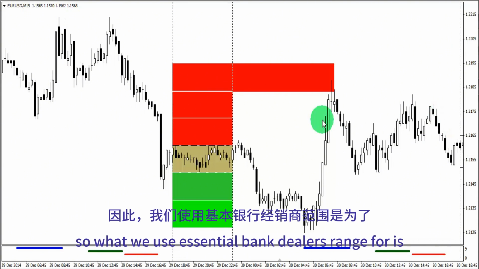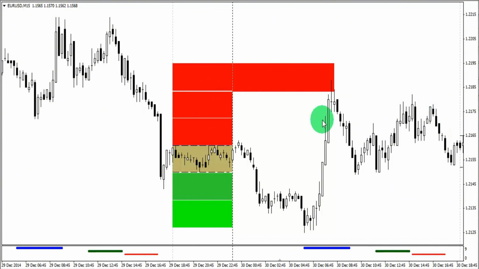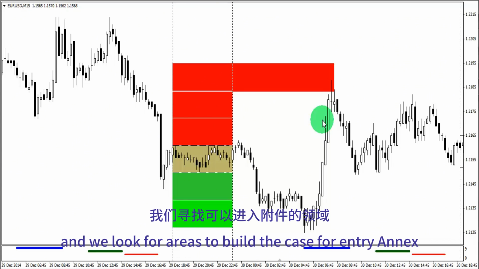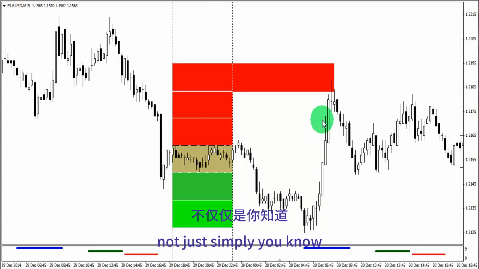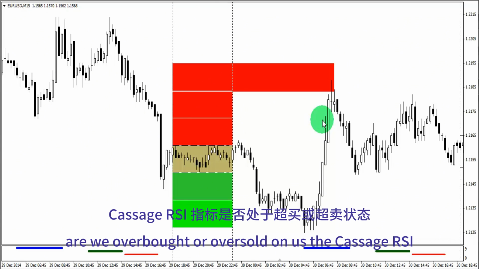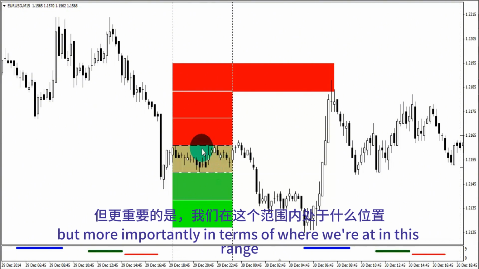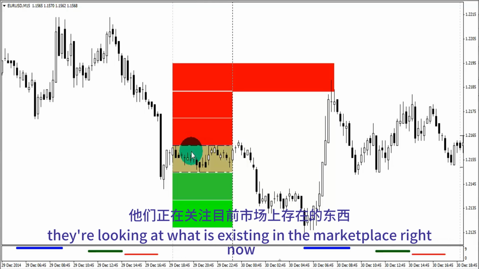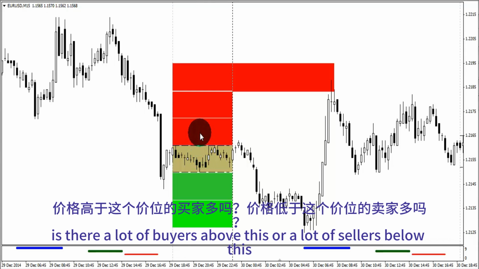So what we use the central bank dealers range for is a measure of true overbought or oversold, and we look for areas to build the case for entry and exit, not just simply whether we are overbought or oversold on a stochastic or RSI, but more importantly, where we're at in this range. Now, what is going on here that's so important? Again, they're looking at what is existing in the marketplace right now. Is there a lot of buyers above this or a lot of sellers below this?